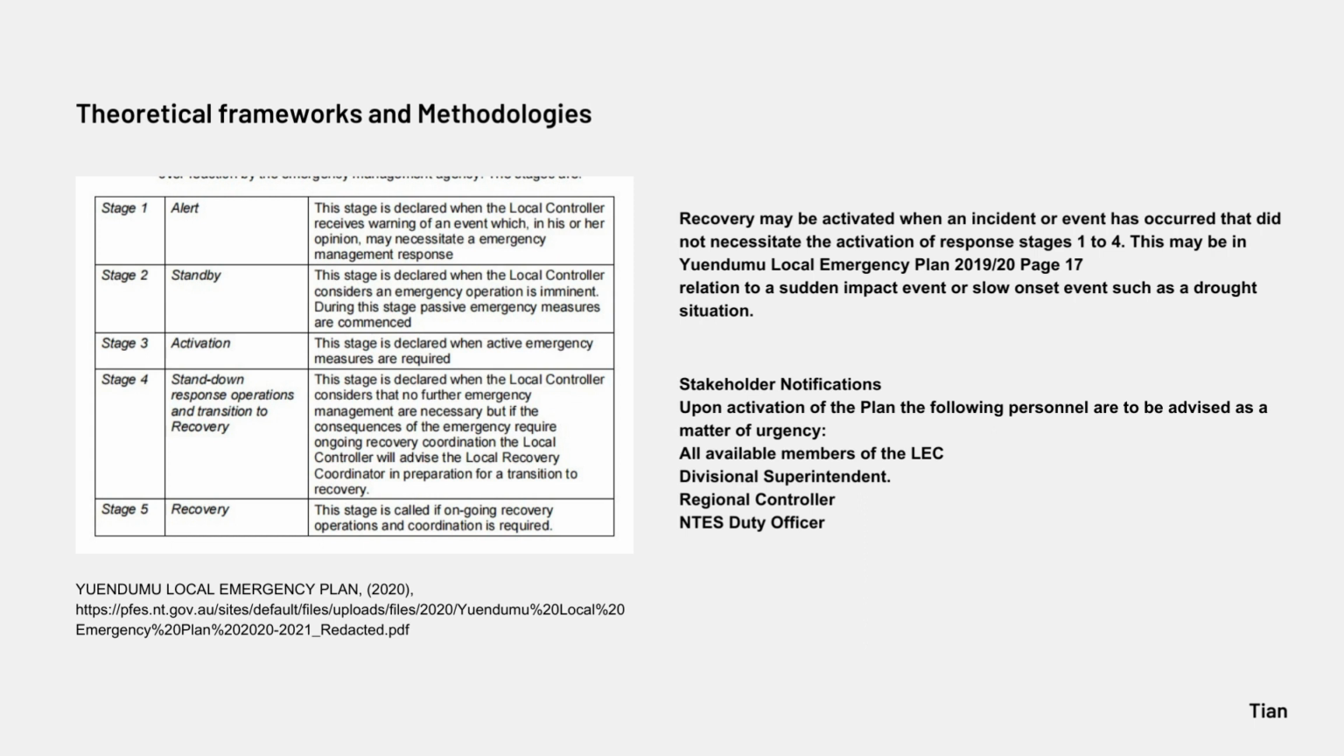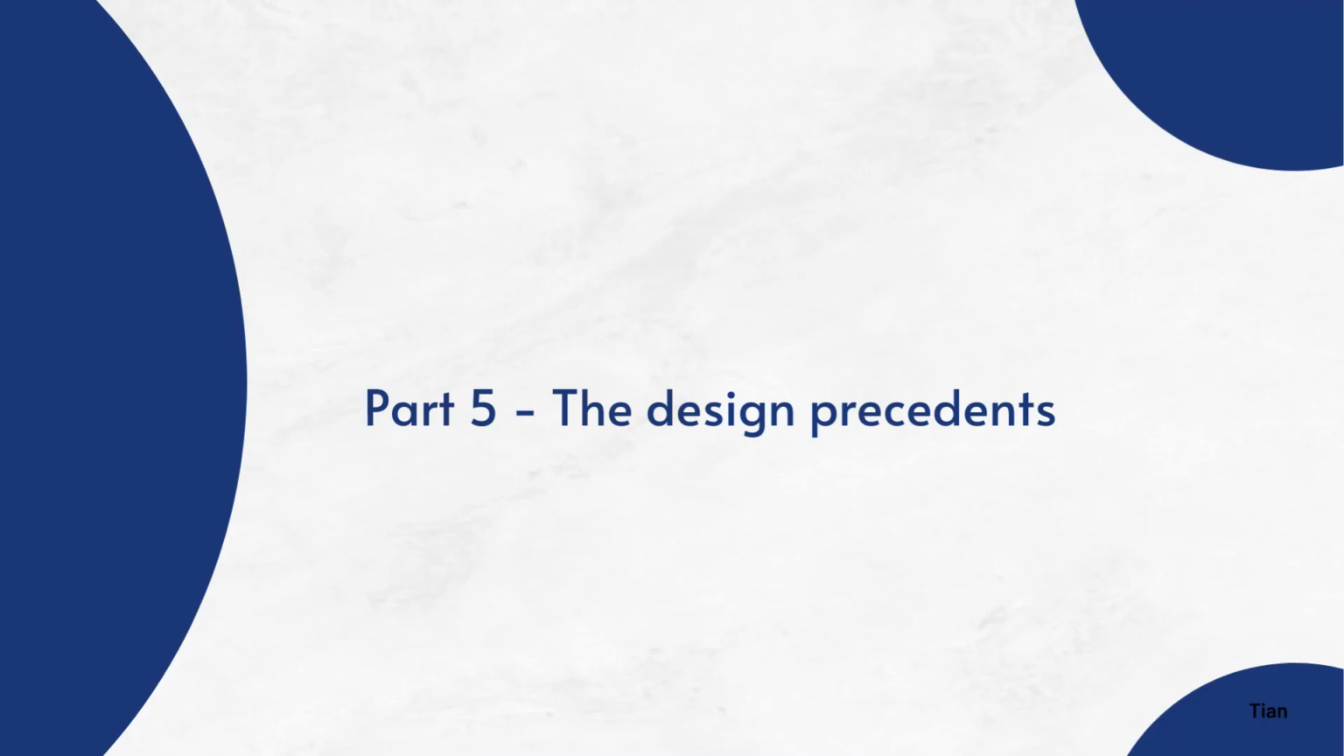Okay, the theoretical framework and the methodology. And this is a Yundum local emergency plan. This methodology can help farmers to build their own plan for how to reduce the drought.